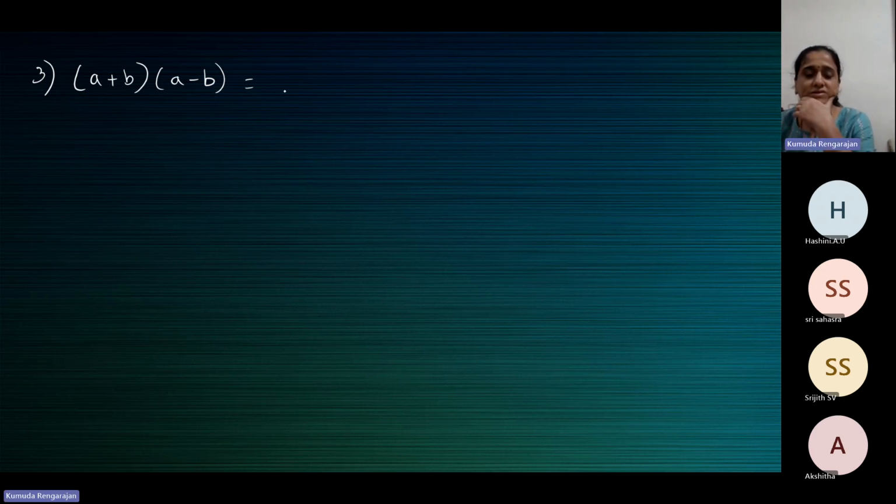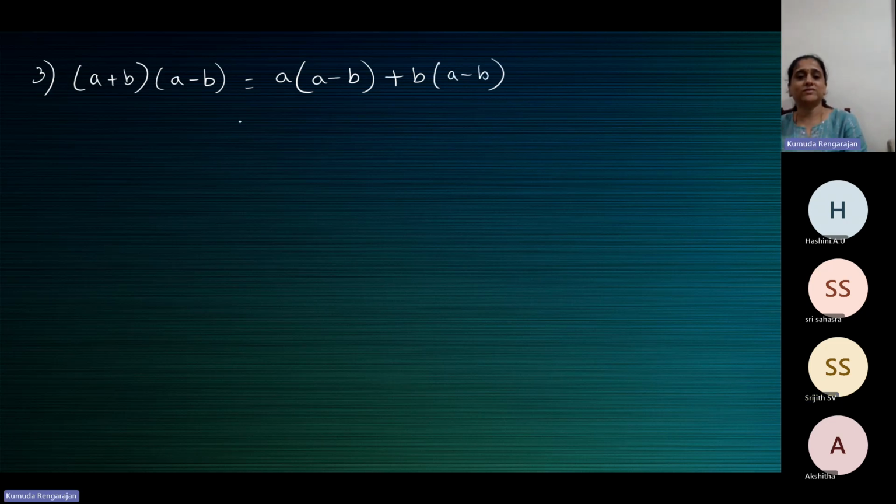Yeah, Srijit, how do you multiply this? Ma'am, A into bracket A minus B close bracket plus B into bracket A minus B close bracket, ma'am. Very good. A squared minus AB plus AB minus B squared, ma'am. Okay, thank you, Srijit.